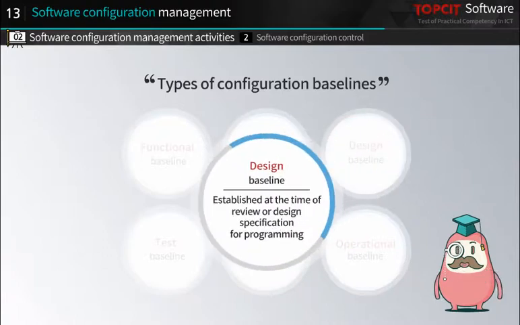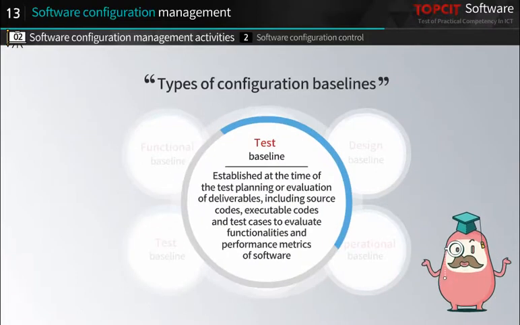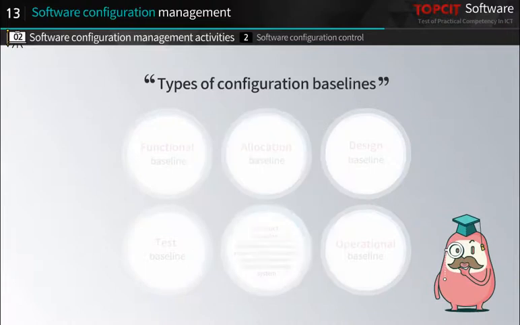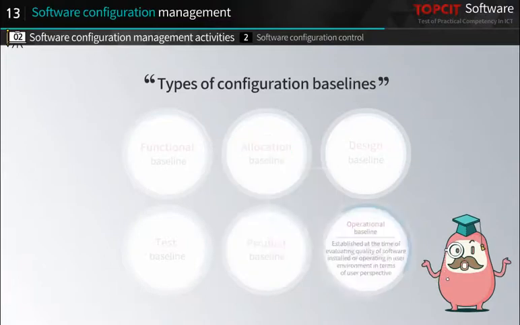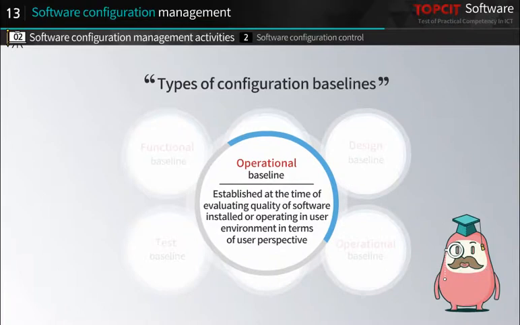The design baseline is established at the time of review of the design specification for programming. The test baseline is established at the time of the test planning or evaluation of the deliverables, including source codes, executable codes, and test cases to evaluate the functionalities and performance metrics of software. The product baseline is established at the time of assuring the quality of the product completely developed as a single system. The operational baseline is established at the time of evaluating the quality of the software installed or operating in the user environment in terms of user perspective.